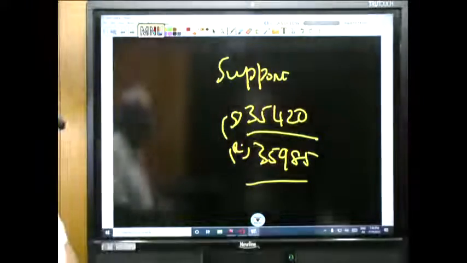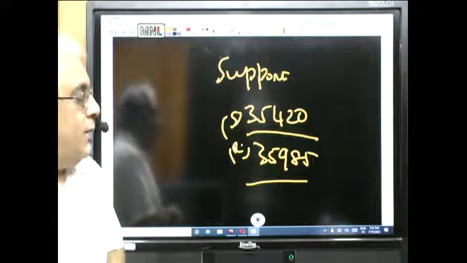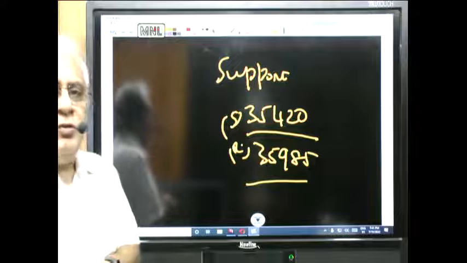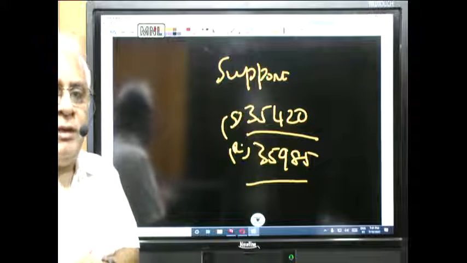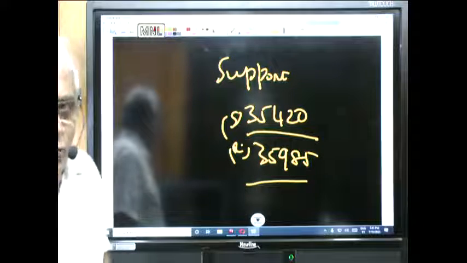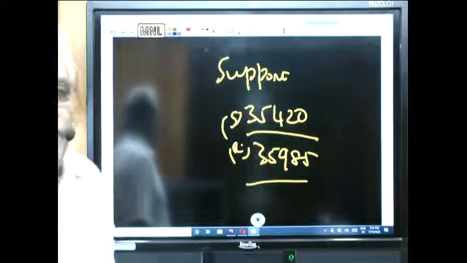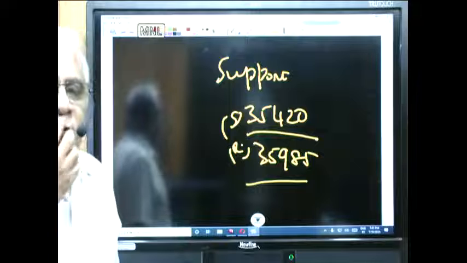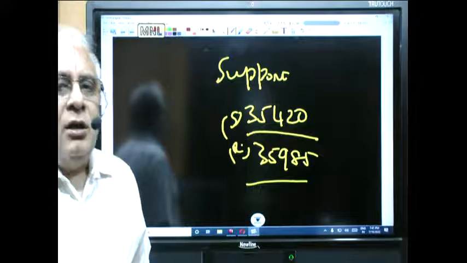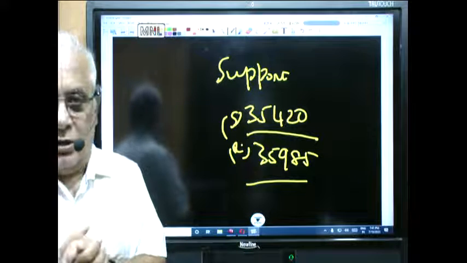So if it falls to 35,410, 420, you can be a buyer. And resistance could be 35,985, where you can look towards seeing whether some sell position can be taken, or probably you can liquidate your long position, wait for a fall towards 35,420 before you go for a long. And the weekly low has to be cut again for Bank Nifty also to turn bearish, and this week low has to be monitored to see whether that is going to be cut or not.